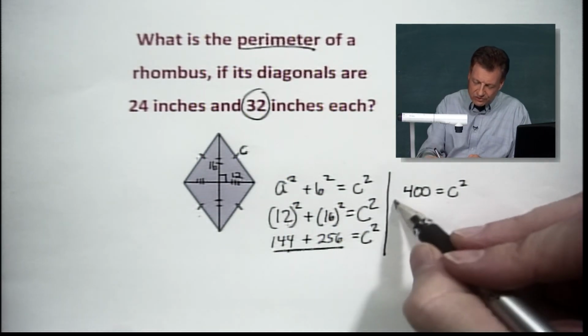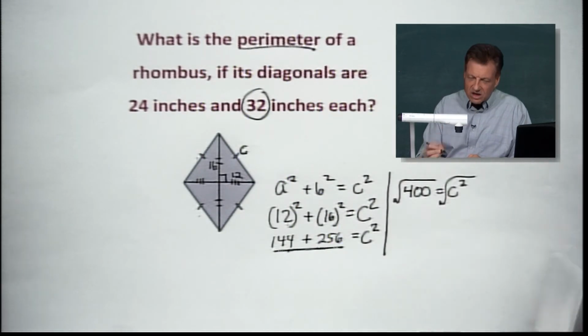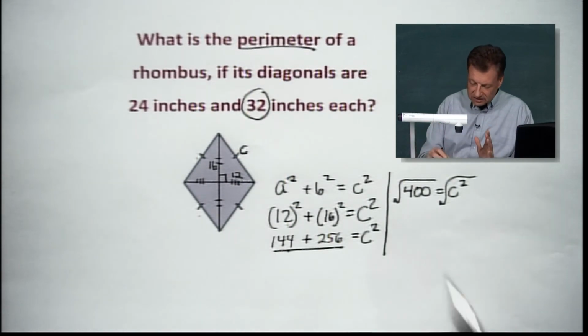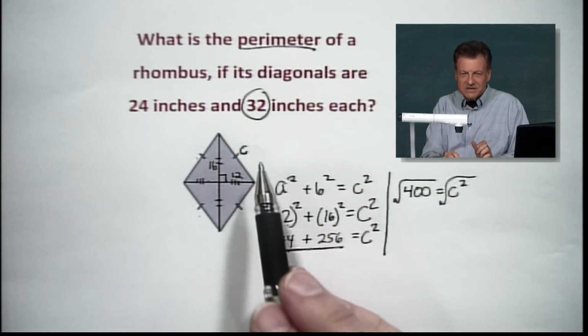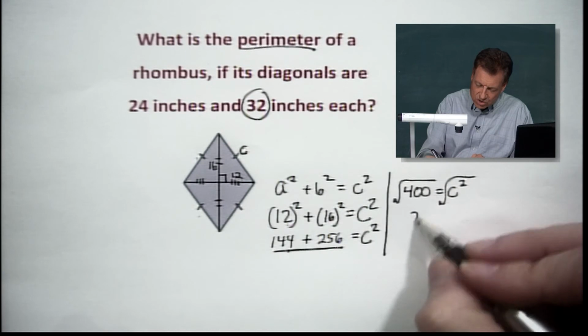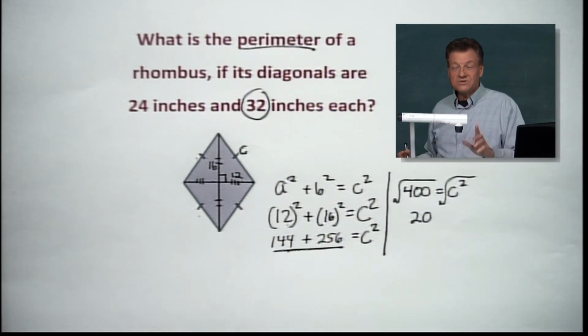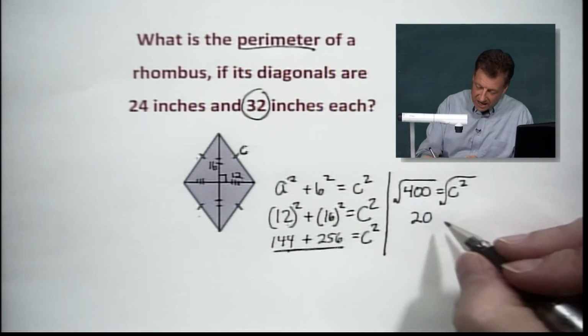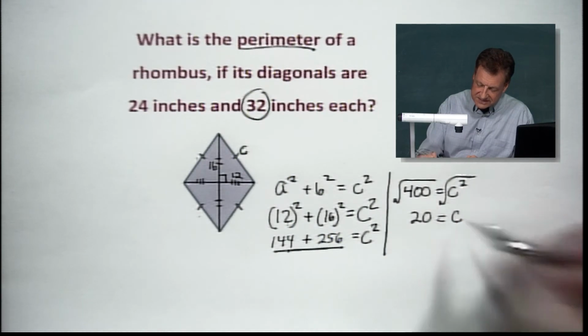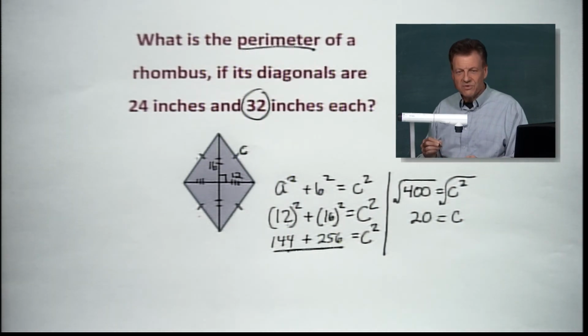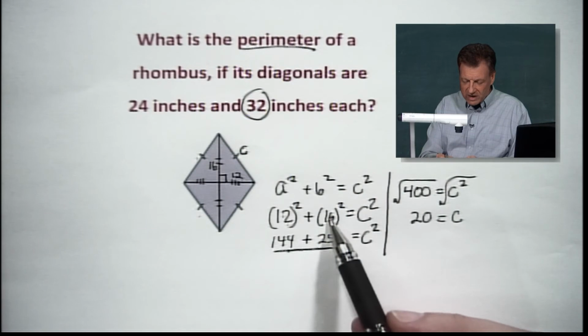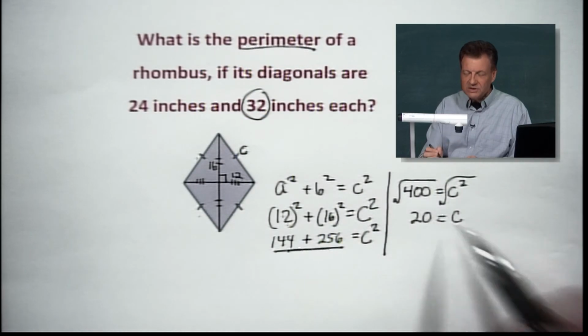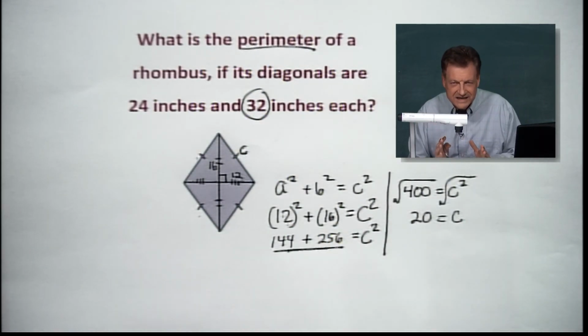So let's square root both sides. And we're going to go positive on this square root. Why? Because lengths have to be positive, right? So let's put a 20, because 20 times 20 gives us 400. And the square root of c squared is simply c. That was pretty straightforward, pretty easy, right? So basically, we squared them, we added them, we took a square root, and we hoped it would come out even, and it did.